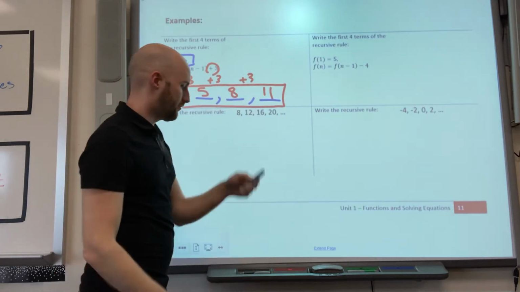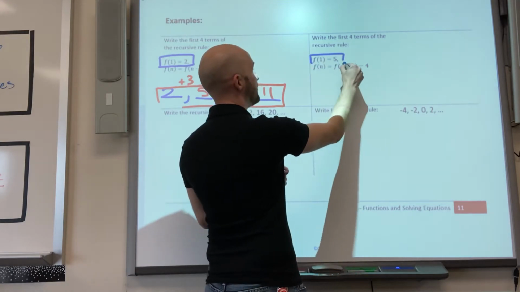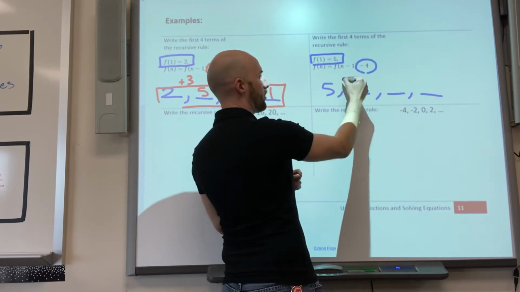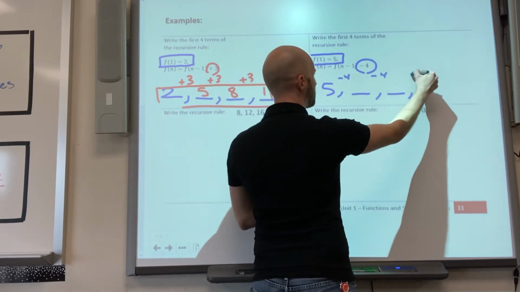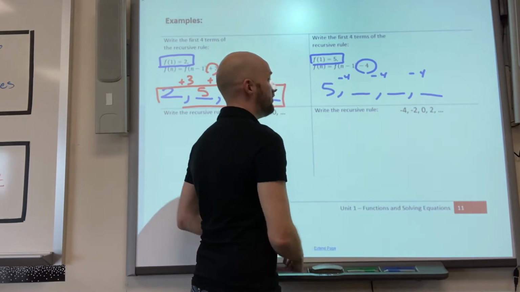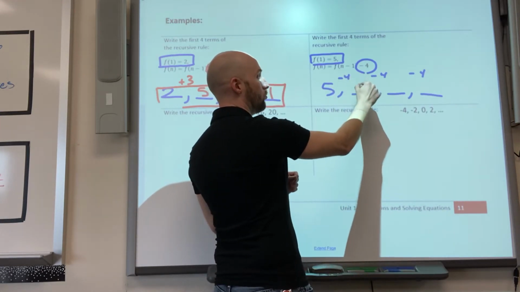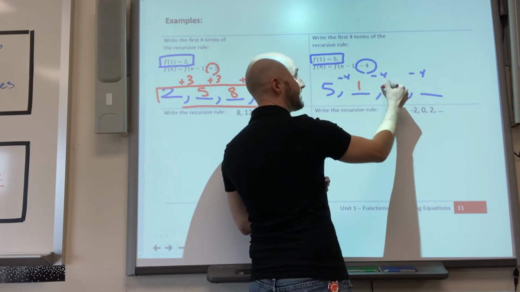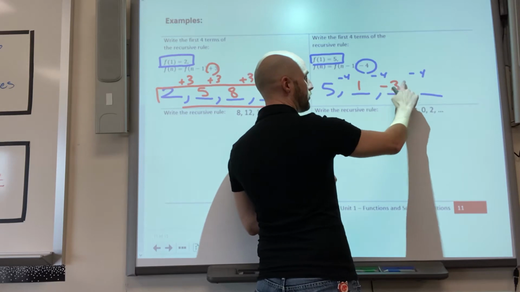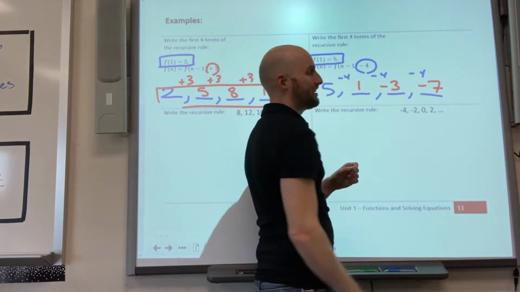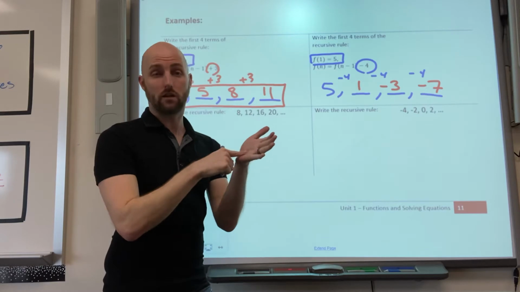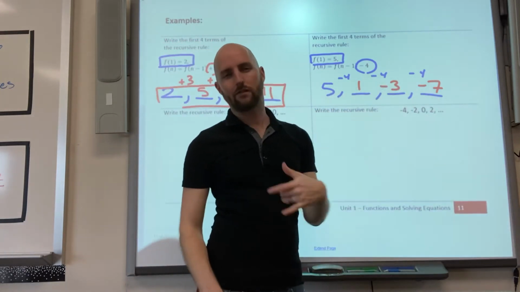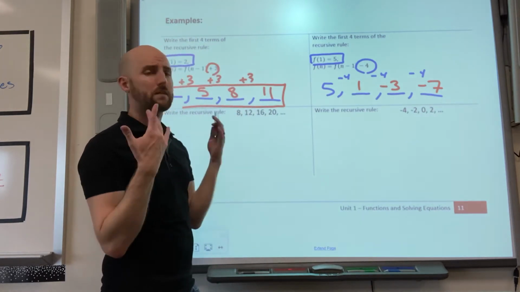Oh, this one. The first number is 5. The pattern is minus 4. So minus 4, minus 4, minus 4. 5 minus 4 is 1. Be careful here. 1 minus 4 is negative 3. Negative 3 minus 4 is negative 7. Maybe you need to practice with the calculator to get the correct number. Be very careful with negatives and signs, and if you need the calculator to help you, that's fine.